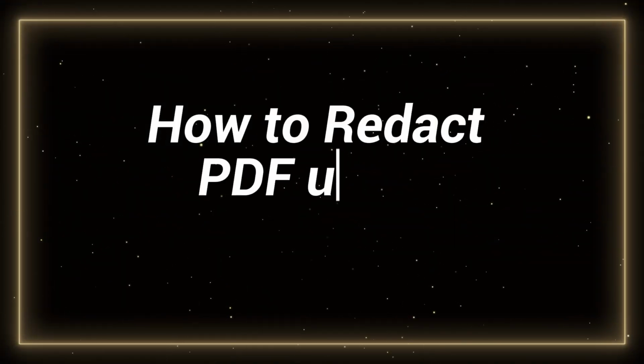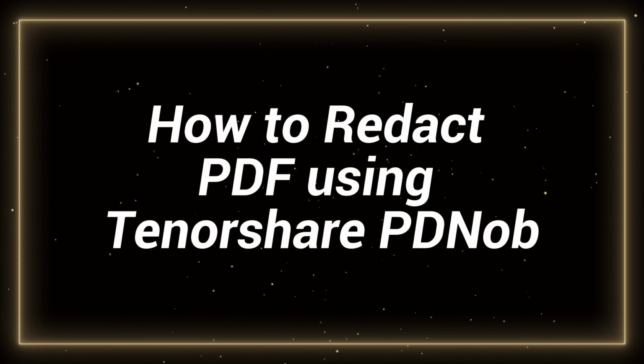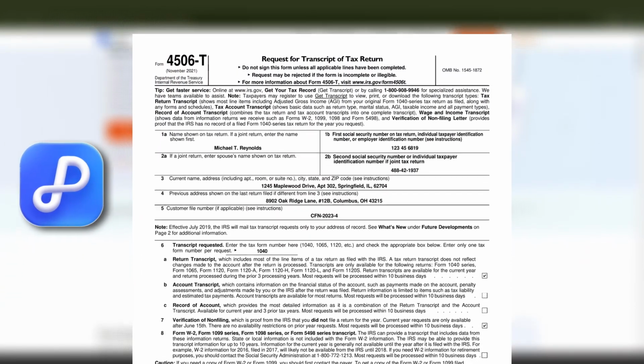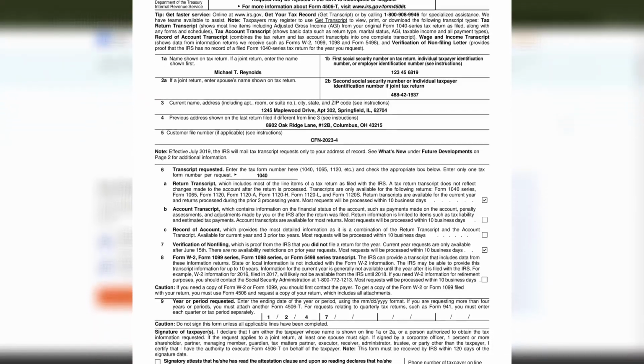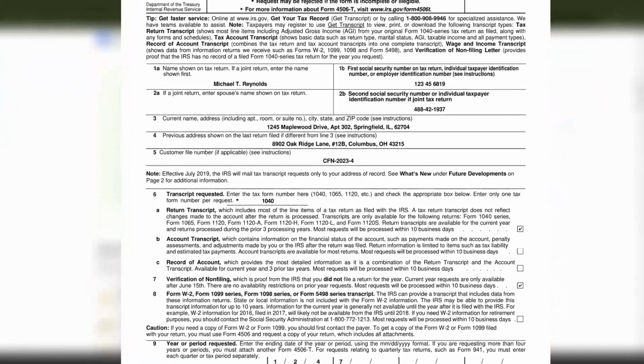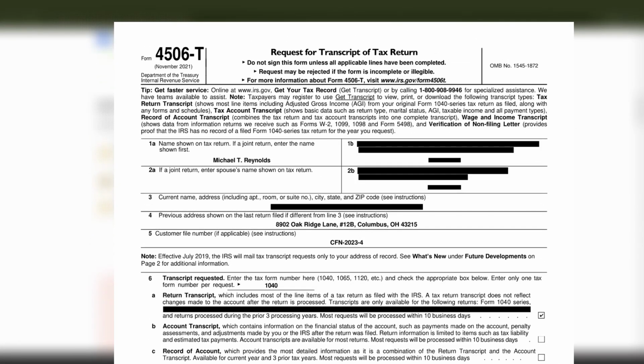In this guide, we will show you how to redact a PDF using Tenorshare PDNob in just a few clicks. There is sometimes confidential and sensitive information, such as bank account numbers, social security numbers, and other personal data, that needs to be made invisible in a PDF document. Proper redaction ensures that this information can't be recovered, protecting privacy and preventing misuse.